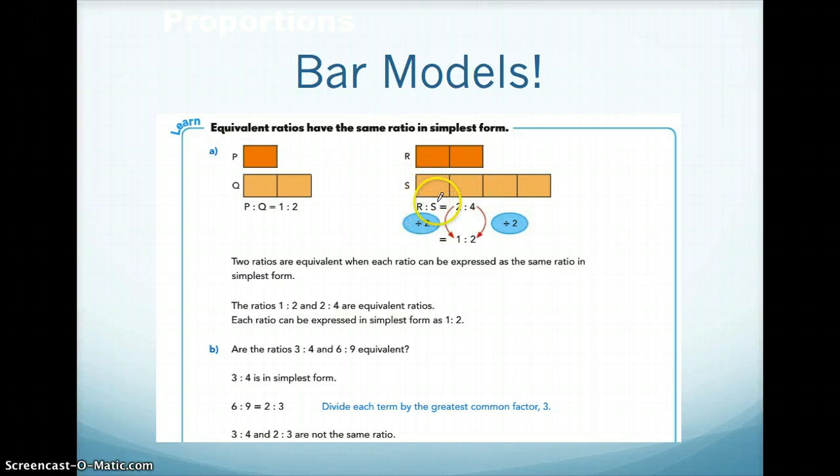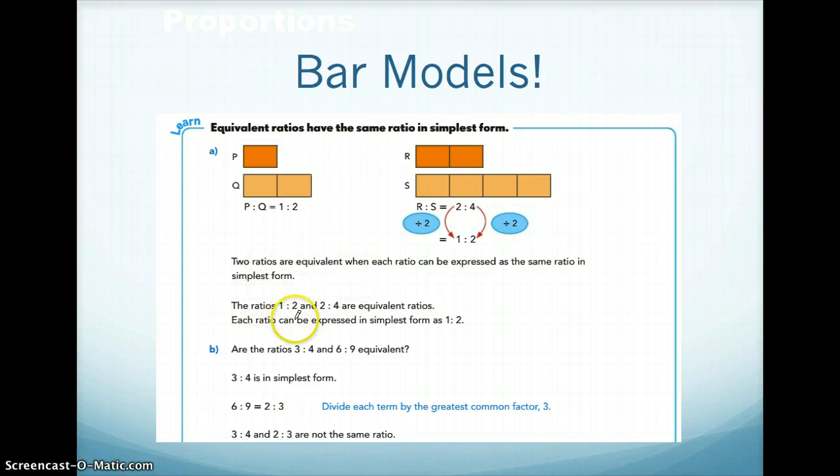So R to S is 2 to 4, and we can reduce that by dividing by 2. And so we can see that it also is the same as 1 to 2. Right? So two ratios are equivalent when each ratio can be expressed as the same ratio in simplest form. Please make sure you write this down.